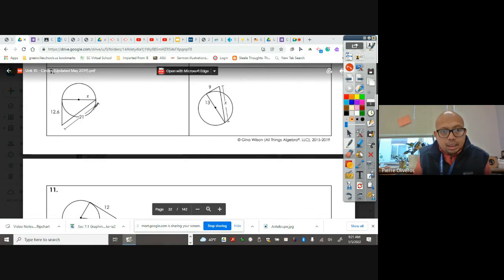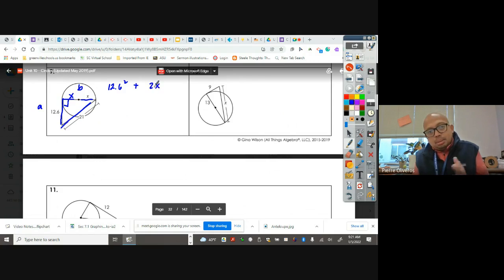Next. Let's do number 9. Again, this is x here. So this has to be also x here. And the entire thing is 21. This appears to be the tangent. So this is a 90. So therefore, my A is 12.6. My B is x and x. So that will give me 12.6 squared plus 2x, because x plus x is 2x, squared is equal to 21 squared.